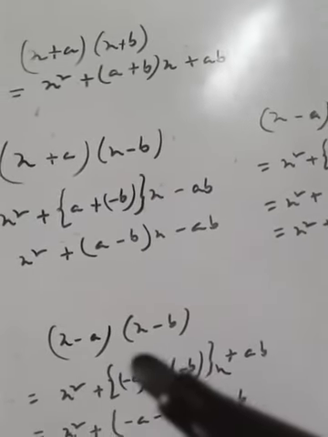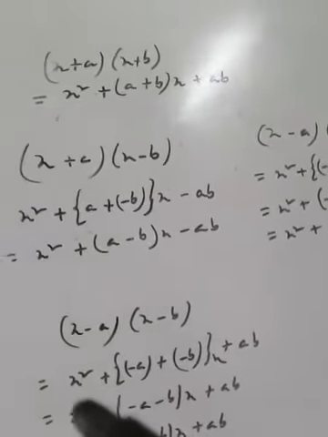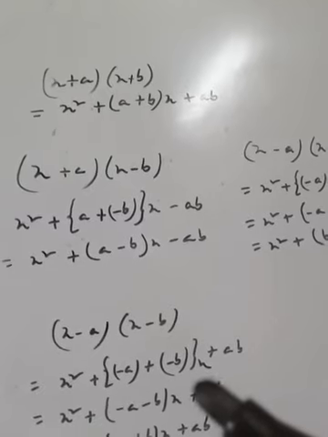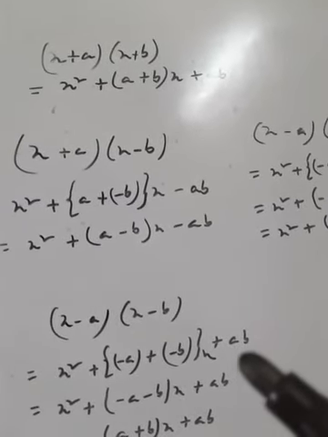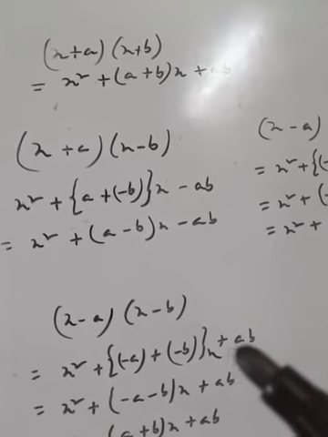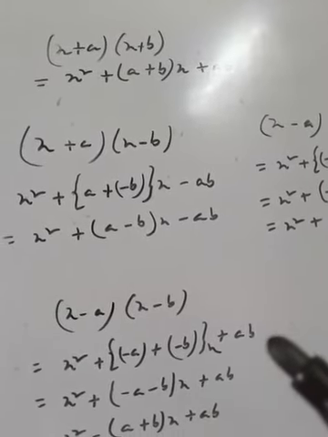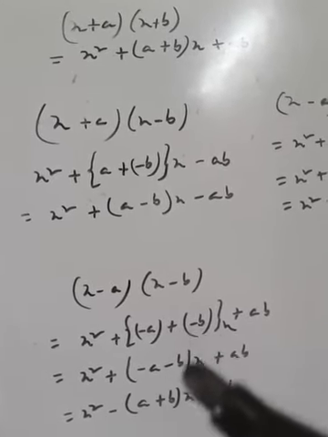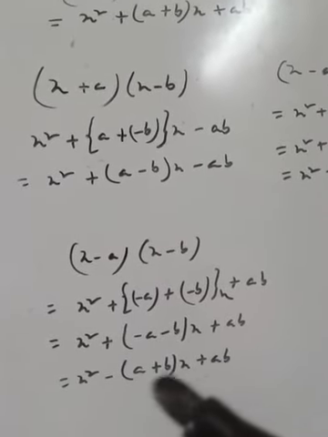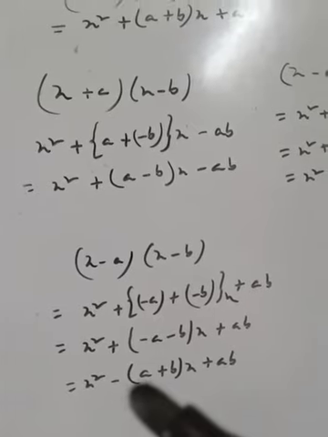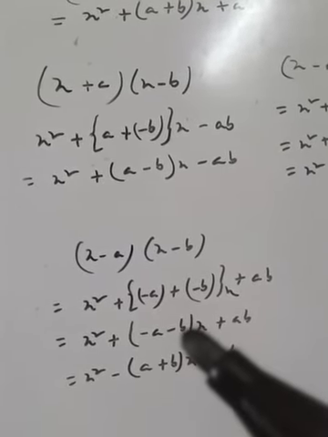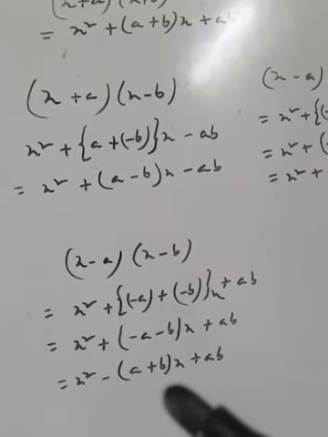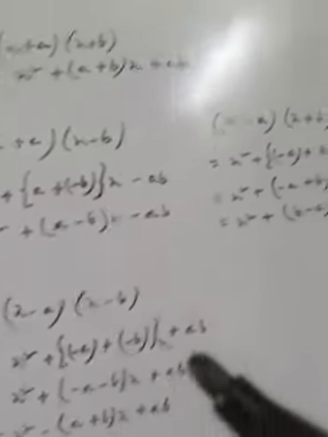Then x minus a into x minus b equals x square, this minus a and minus b, into x, plus (minus a) into (minus b) equals plus ab. Then x square, this minus a plus minus b into x plus ab. If we take the minus sign out, it will be minus (a plus b). Then x minus a into x minus b equals x square minus (a plus b) into x plus ab. We have to learn this formula.